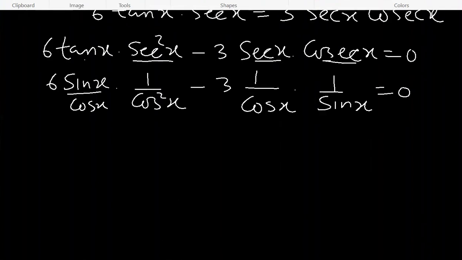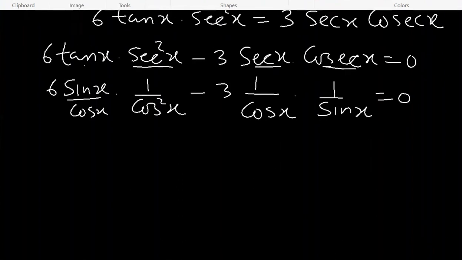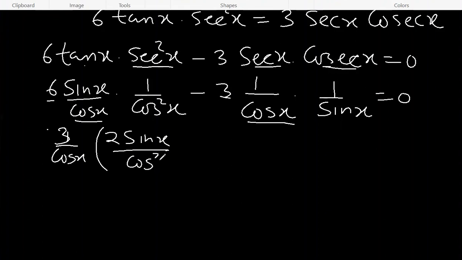Do we see something in common now? Okay, we can see cos x, and nothing else. All right. So 1 over cos x is common here, and 3 can also be taken out, because 6 and 3 have 3 in common. So we're left here with 2 sine x over cos squared x, minus, 3 is out, cos x is out, 1 over sine x, equal to 0.